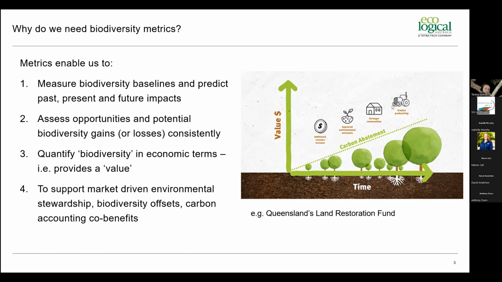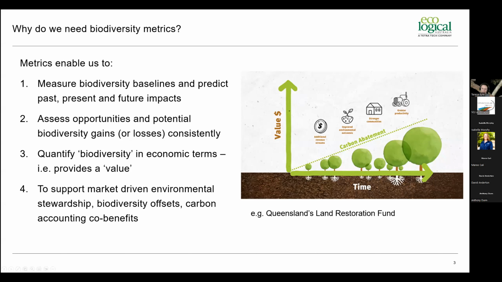So what they do for us is they measure biodiversity baselines and predict past, present and future impacts, and allow us to assess opportunities and potential biodiversity gains or losses in a consistent manner. We see this a lot in the offset frameworks that are around the place. We're able to quantify biodiversity in economic terms, which a lot of people like to do. So it provides a value, or it can provide a value. And something that I'm particularly interested in is that these metrics support market-driven environmental stewardship, biodiversity offsets, and carbon accounting co-benefits.